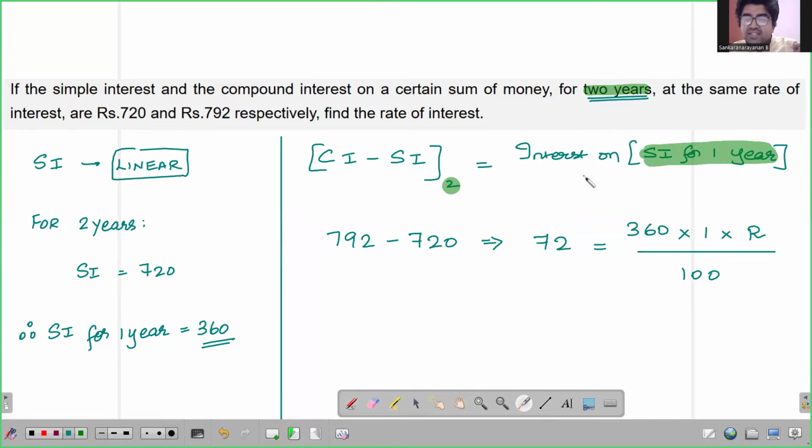Please note, this difference is nothing but interest on simple interest for 1 year. Simple interest for 1 year is 360. You take that as the principal into number of years is 1, because for 1 year you are calculating the rate of interest, divided by 100. Now the work is very easy. Therefore, the rate of interest will be what? It is 72 into 100 whole divided by 360.